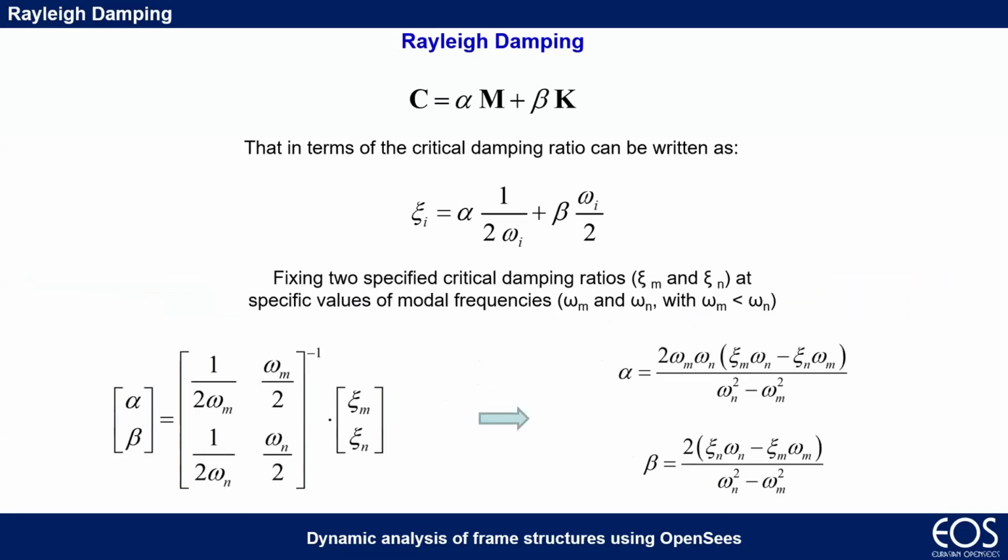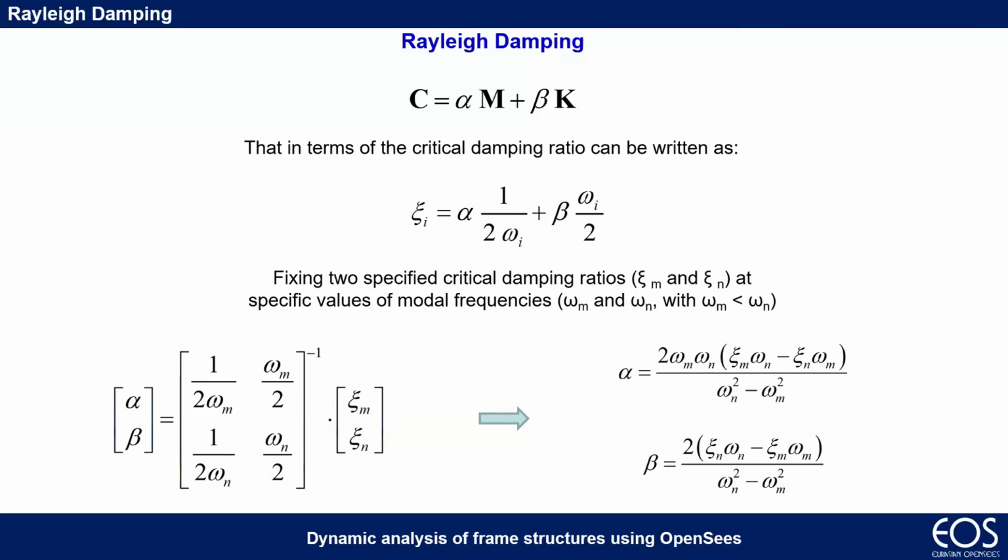How to find alpha and beta? Again, starting from this, you can fix two dampings and associate those two dampings to two frequencies of your structure, okay? And if you put it inside a matrix, you have a solution like this, you have a matrix like this. And if you solve this linear system, you will find these two terms, okay? Alpha and beta like this. It's pretty easy. You have to fix two frequencies and two dampings.